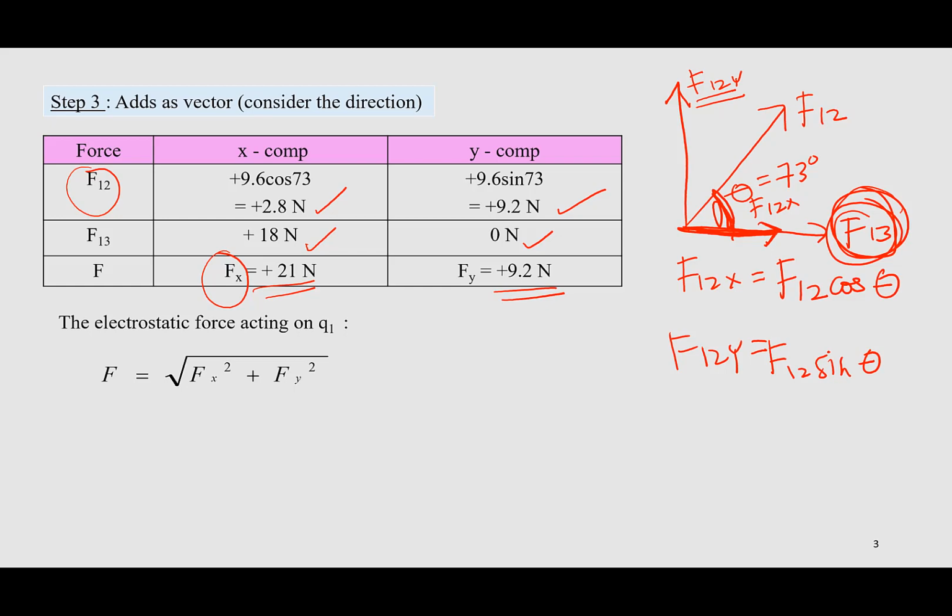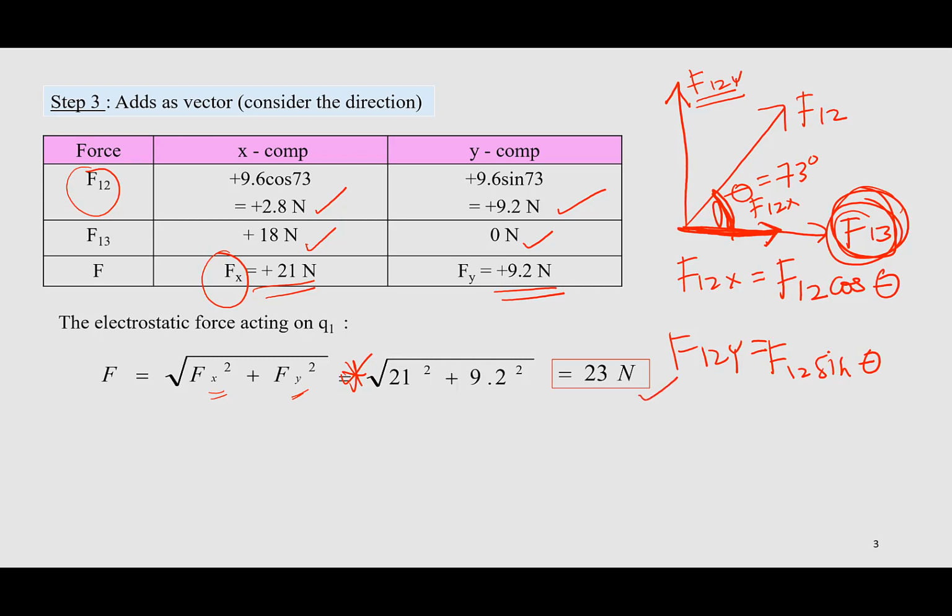Why do we use this equation? Because if we can see here, the electrostatic force has x and y component. It's not in one direction, but acting in two dimensions, x and y. So we need to use this formula. Don't forget to write down this formula when you do the calculation. Substitute the value and then you get the answer for force. This is the magnitude, which is 23 Newton.